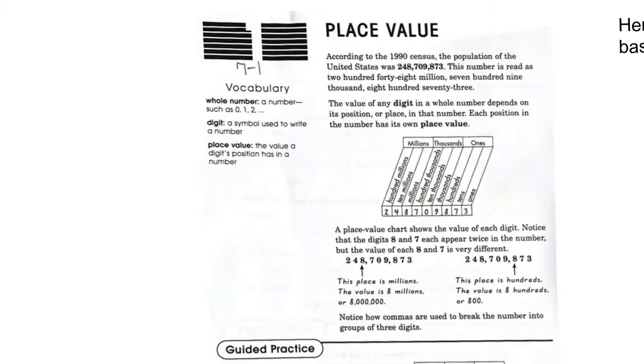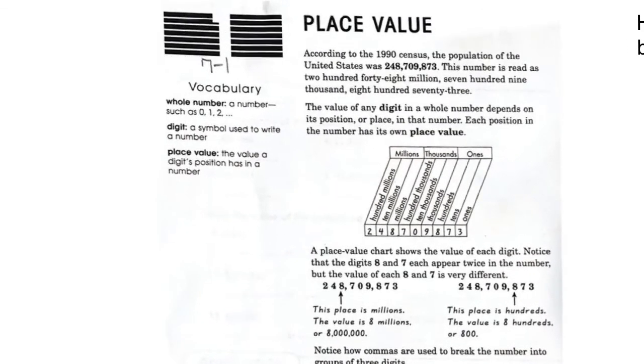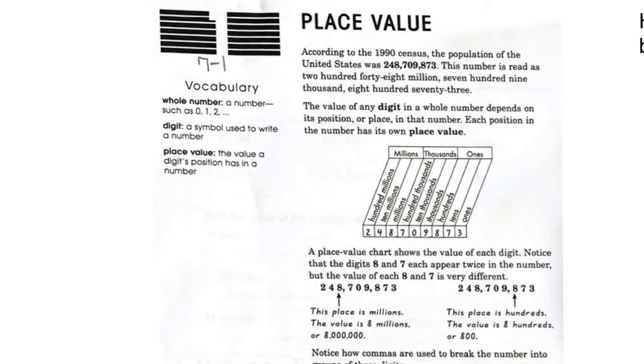You'll see the first page, and on this first page, it goes over some vocabulary. Now, right here is our vocabulary. It says whole number, a number such as 0, 1, 2. A digit is a symbol used to write a number. Place value is the value a digit's position has in a number.